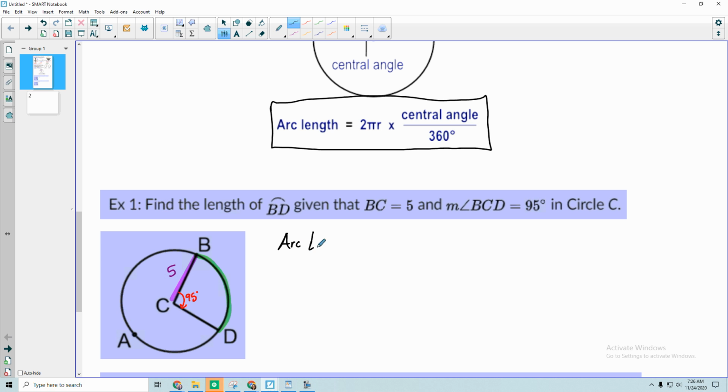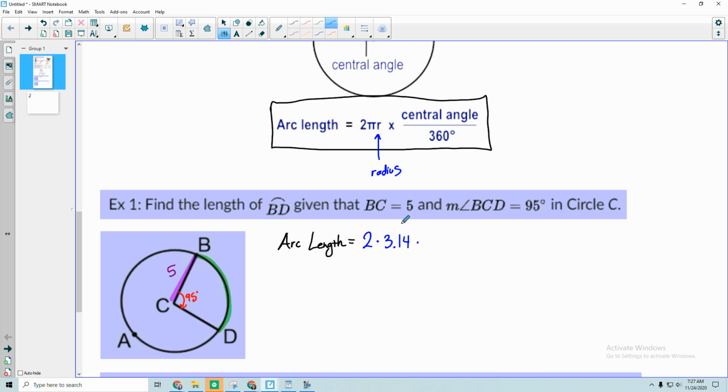So arc length is going to be equal to 2 times, and I'm going to change this pi to 3.14, so 2 times 3.14 times, and then remember the r represents the radius. So what is the radius in this picture? That would be the 5 that they gave me. That's the radius of the circle.